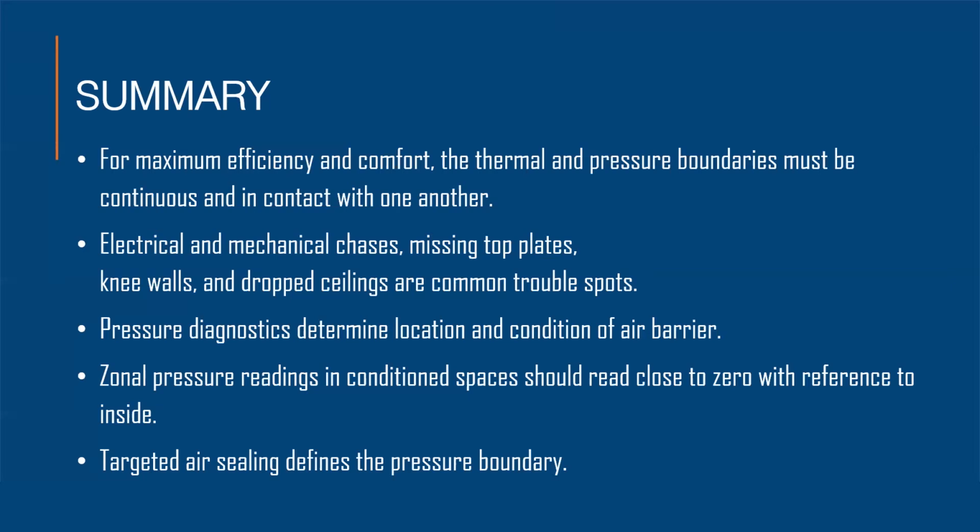You can use a blower door and pressure diagnostics to determine the location and condition of air barriers. Zonal pressure readings in conditioned spaces should read close to zero with reference to outside, meaning that your interior walls, drop soffits, and other interstitial cavities should be all inside the pressure boundary. And if you locate a problem area, you can target an air sealing strategy that defines the pressure boundary.